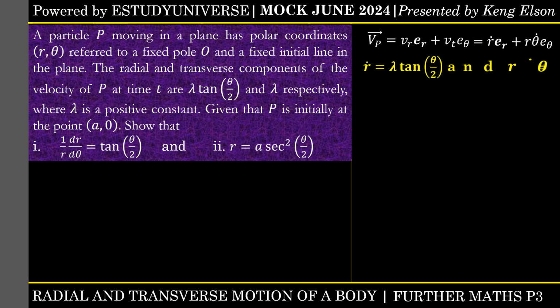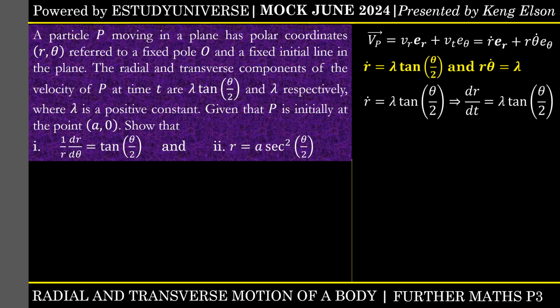So we just need to equate r dot to what has been given. R dot is the radial component, it was lambda tan theta on 2, and the transverse component is r theta dot, and it is equal to lambda. Now, what do we know about r dot? R dot is actually equal to dr by dt. Okay, so dr by dt will give us lambda tan theta divided by 2. But we also know that dr by dt is the same as dr by d theta times d theta by dt by the chain rule. The d thetas can still cancel, and we are left with dr by dt.